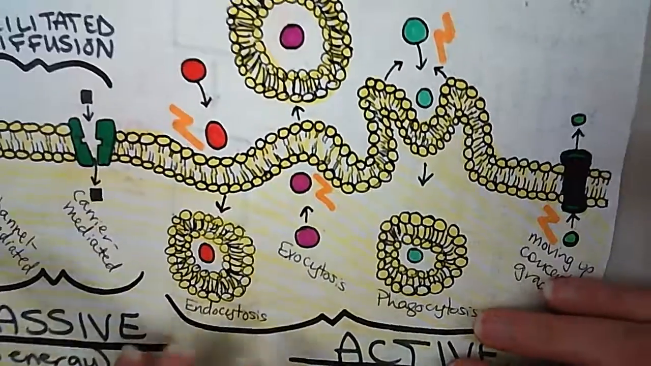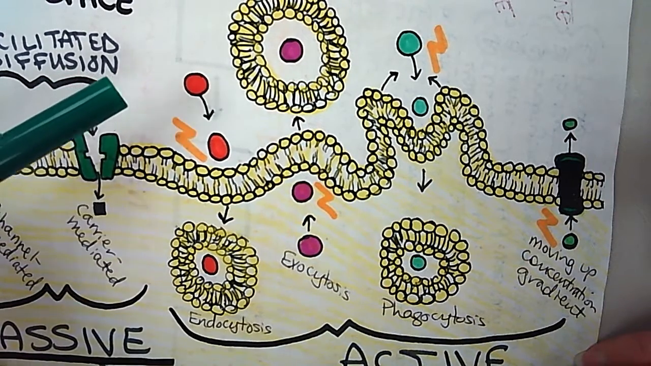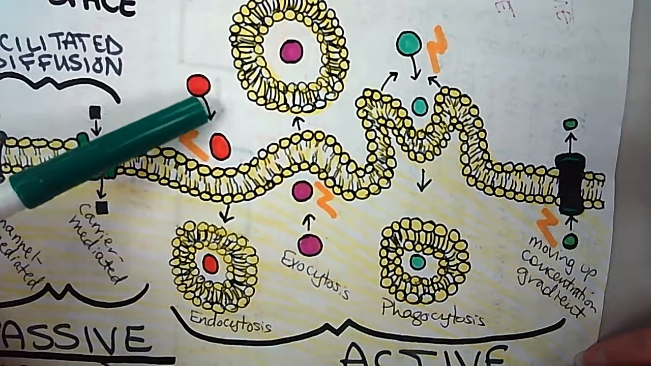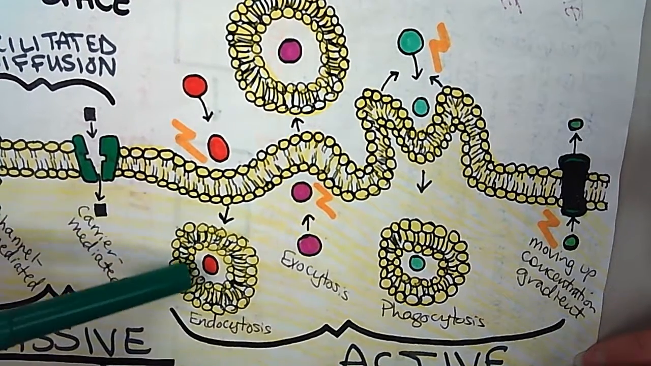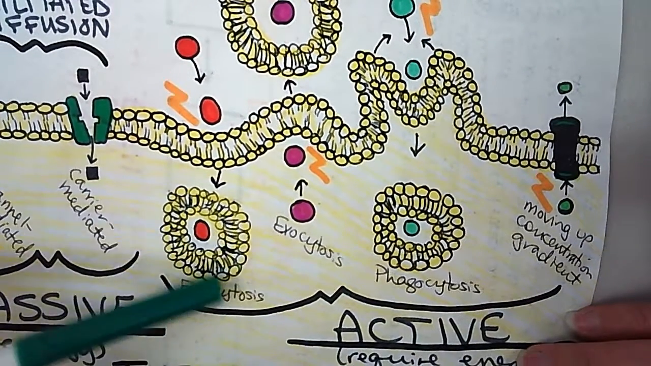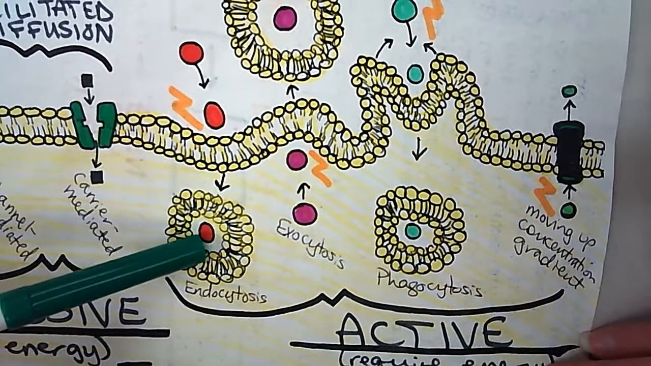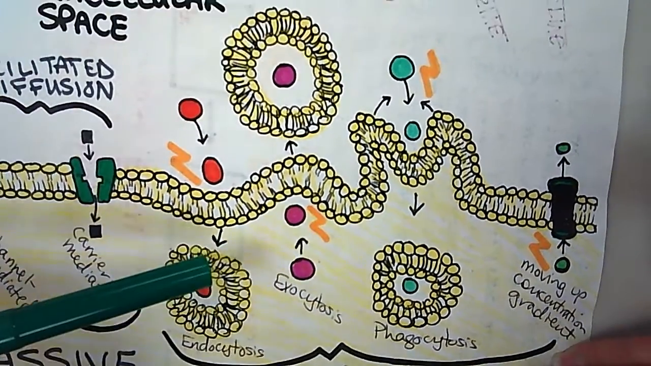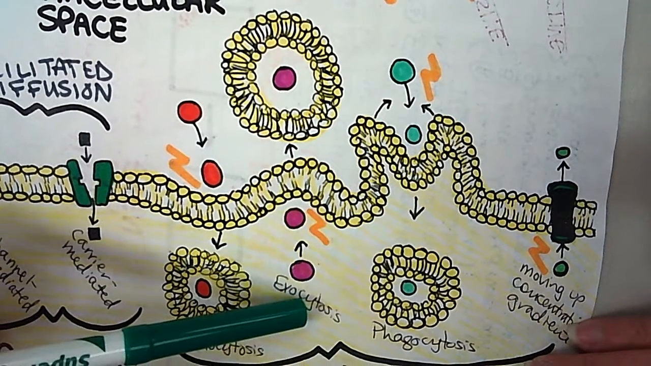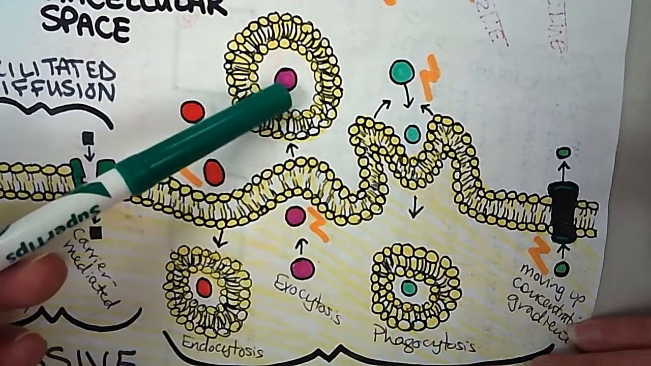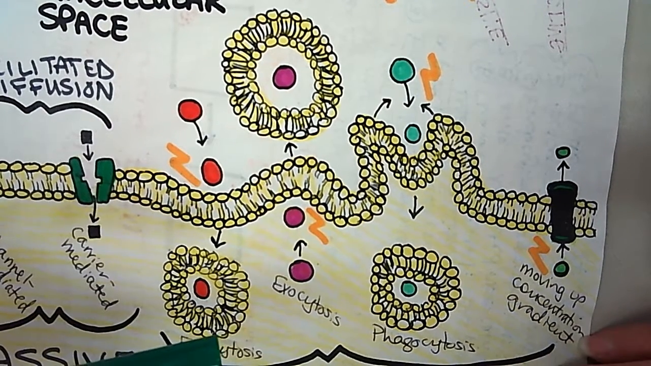But this is endocytosis, and endo means inside, cyto is cell, and osis is process. So it's the process of bringing a large molecule into the cell. It pinches off some cell membrane around it and brings it in. And then you'll have cell parts that we'll talk about soon that will break this down so that the cell can actually get to whatever that is. The opposite of that is exocytosis. Exo is out, cell, process. So it's the process of removing something from the cell and using a little bit of energy in the meantime.